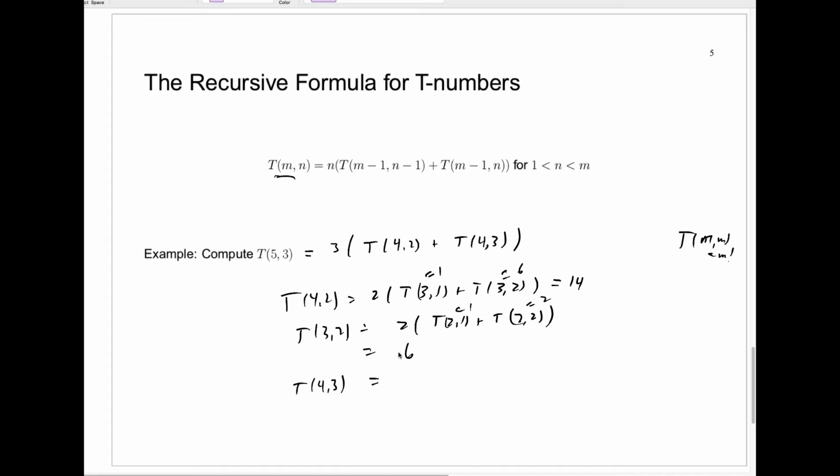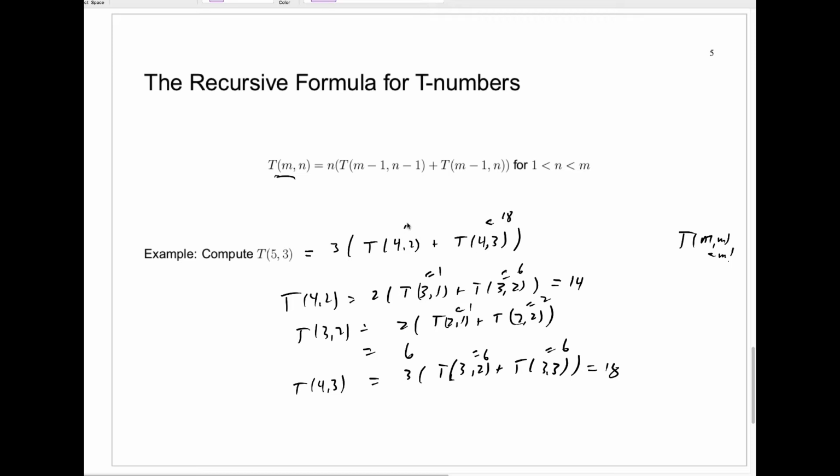T43 is, by the recursive formula, 3 times T32 plus T33. And remember, T32 we just computed, that's 6. T33 is going to be 3 factorial, which is also 6. So T43 is 18. So we can put in 18 for T43.